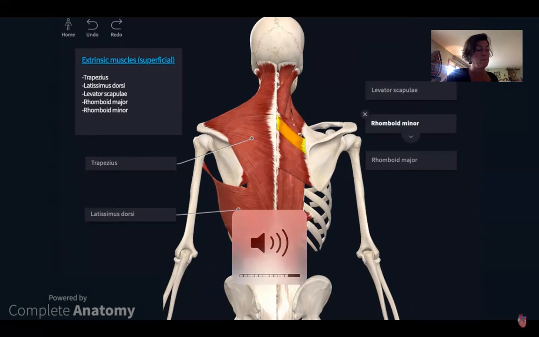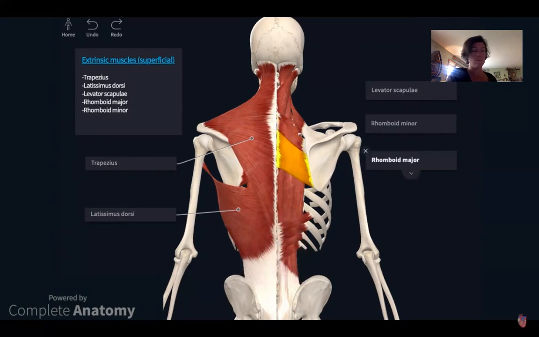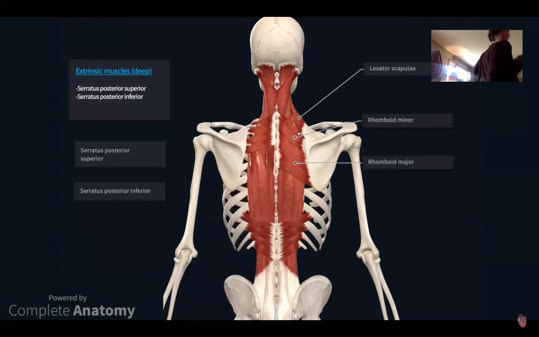Spine of the scapula. Rhomboid major passes from the spinous processes of T2 to T5 to the medial border of the scapula. The rhomboid muscles retract the scapula and are innervated by the dorsal scapular nerve. I will finish off the extrinsic group with the serratus posterior muscles.